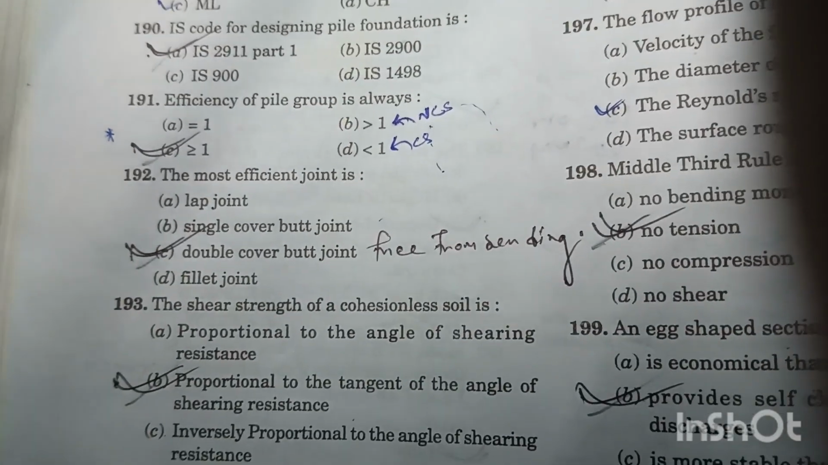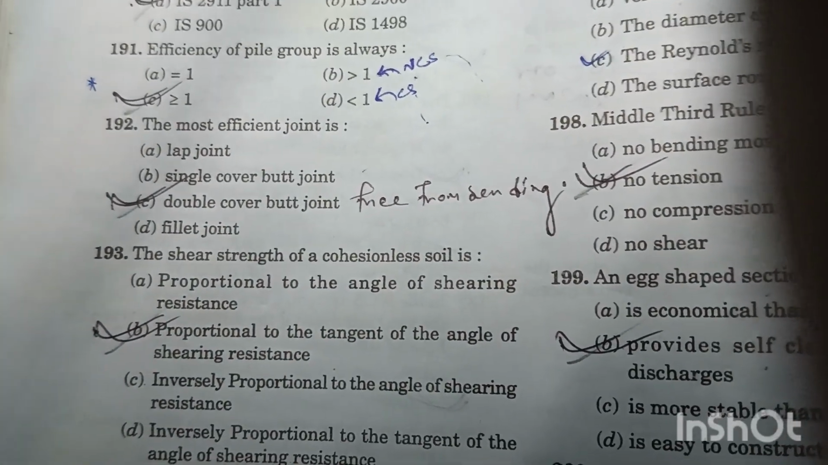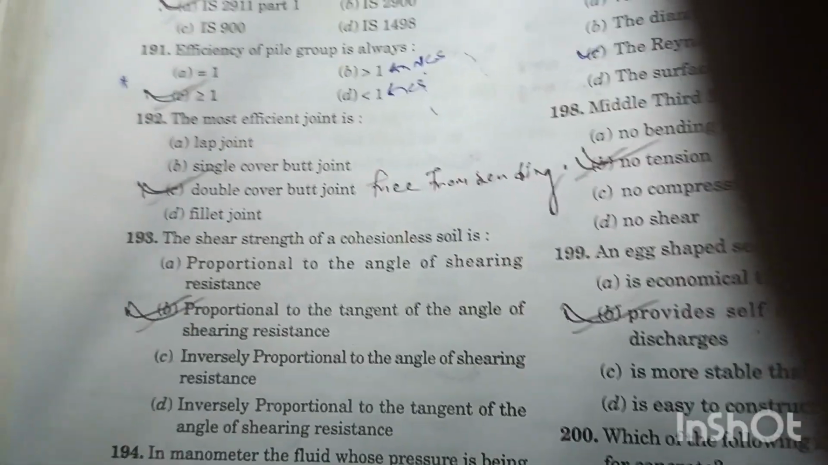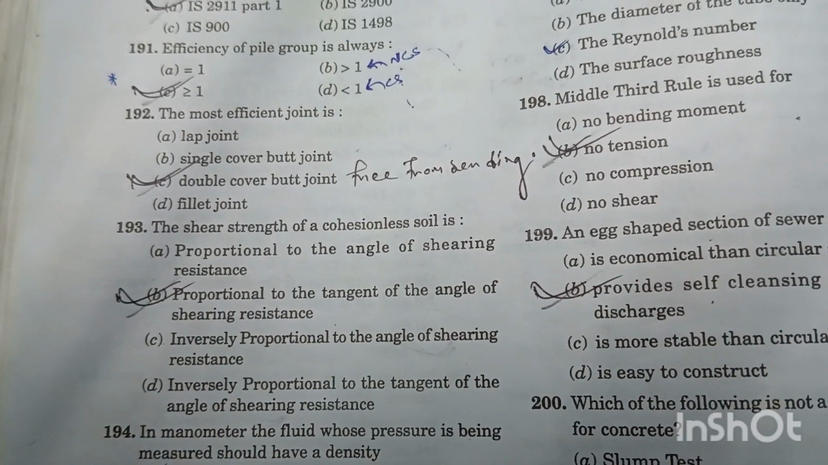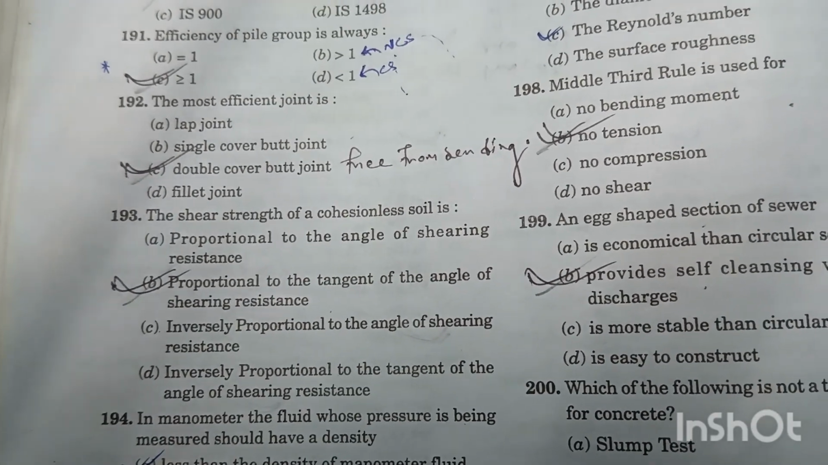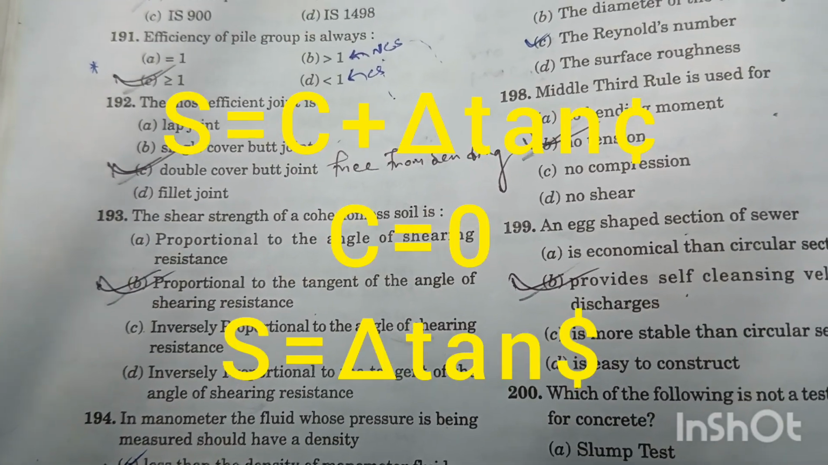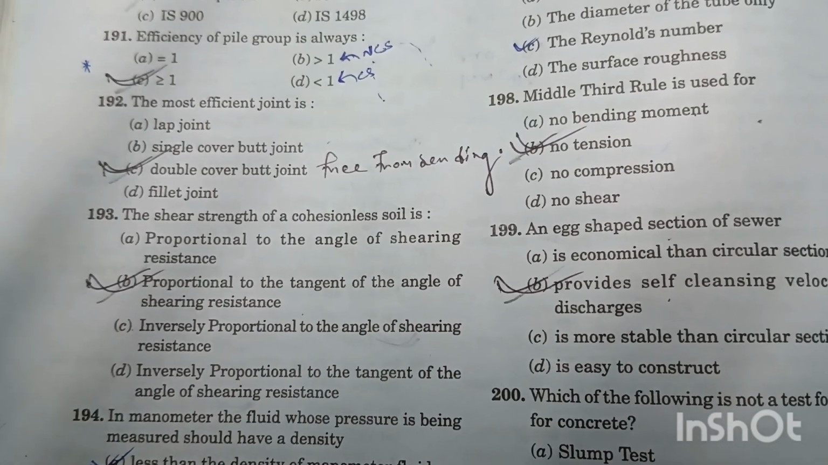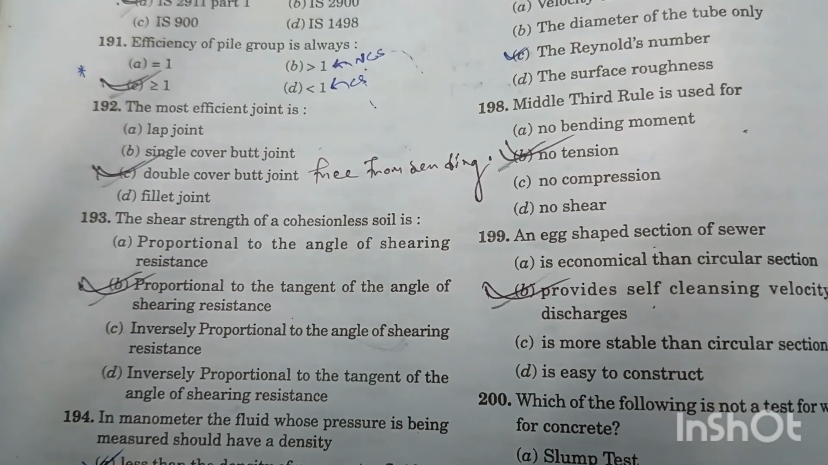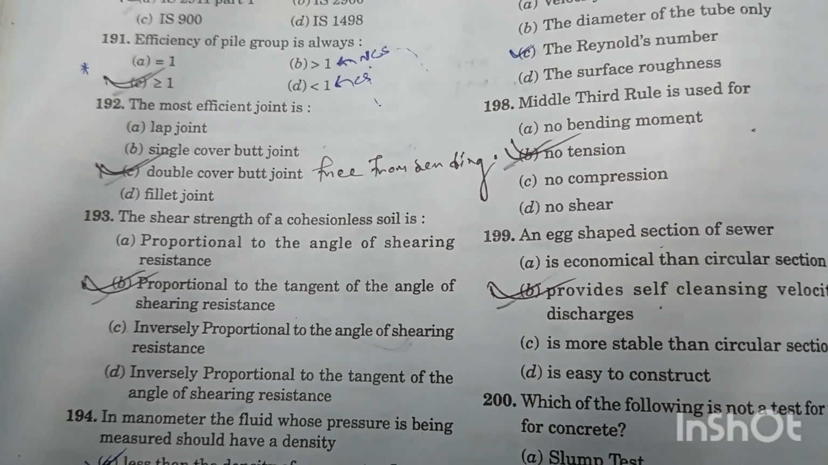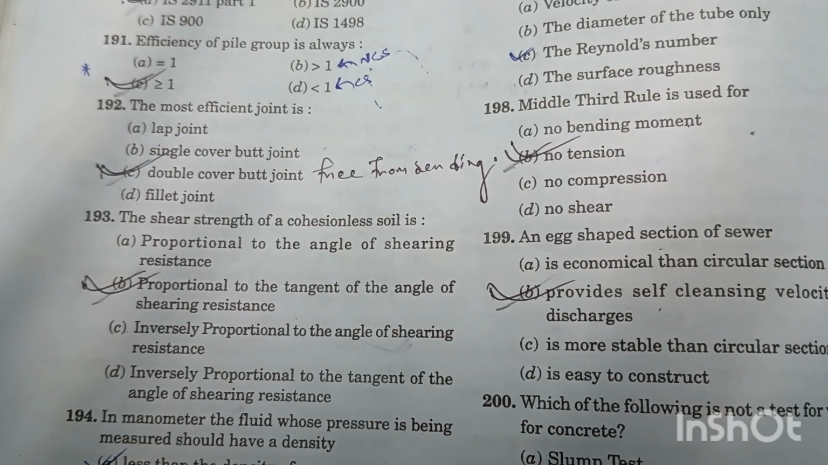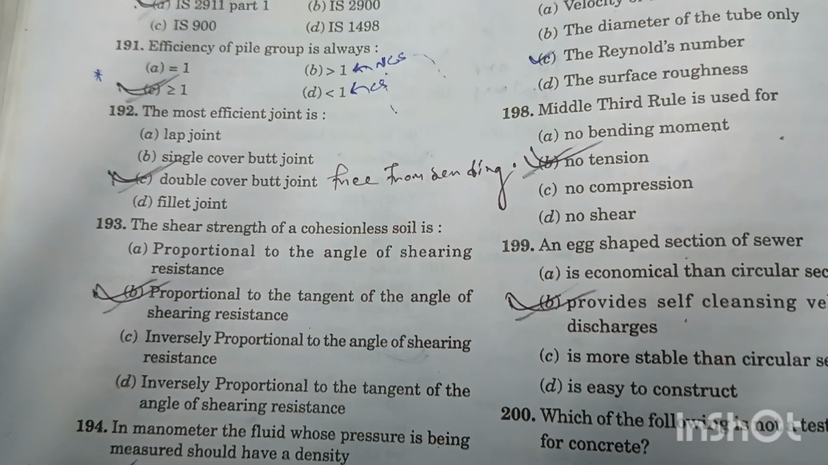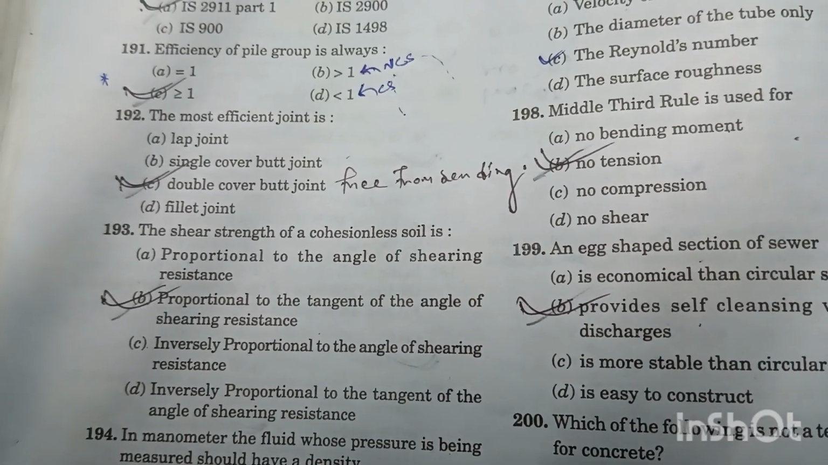Question number 193. The shear strength of a cohesionless soil is proportional to the tangent of the angle of shearing resistance, because we know the formula of shear strength of soil equals C plus sigma tan phi. C is the cohesion of the soil, phi is the angle of internal friction and sigma is the normal stress. So C will be 0 because it is cohesionless soil. So shear strength will be proportional to sigma tan phi. That means proportional to the tangent of the angle of shearing resistance phi. Option B is the right answer.